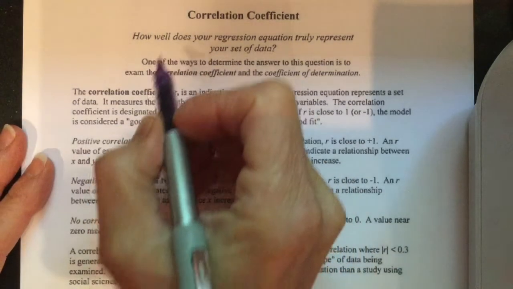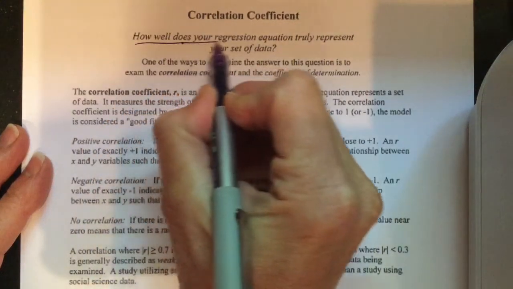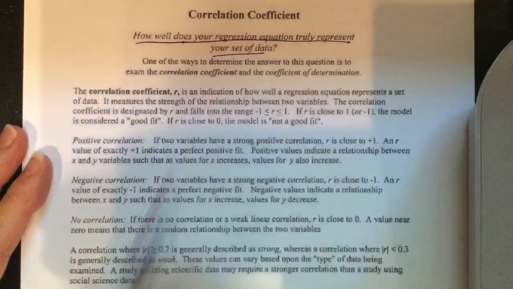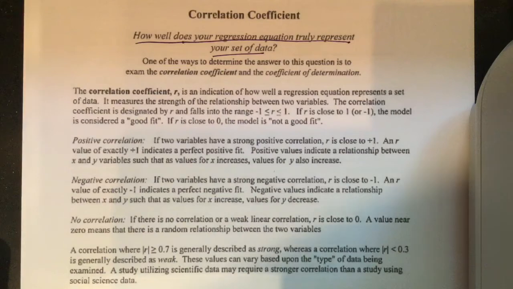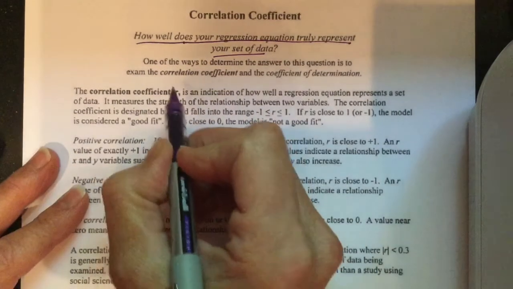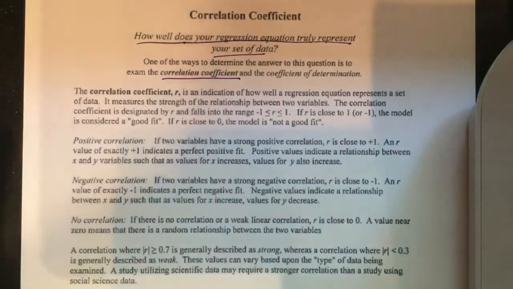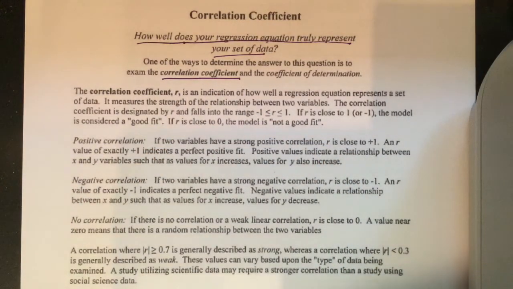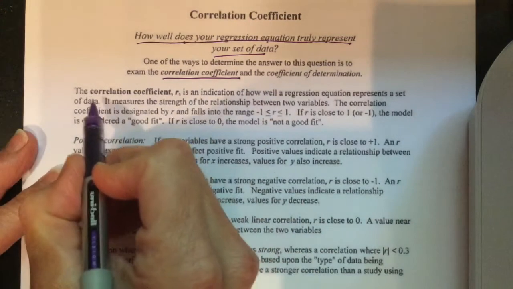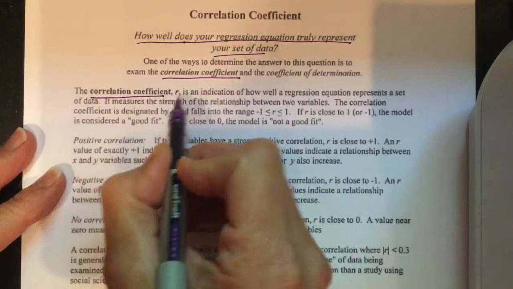All right. So let's begin. Today we're going to look at how well our regression equation truly represents our data set. And one way to do that is by finding the correlation coefficient. Now we talked about correlation between two variables earlier. Remember we related it to slope. We're going to do the same thing, but this time we're going to find a correlation coefficient.